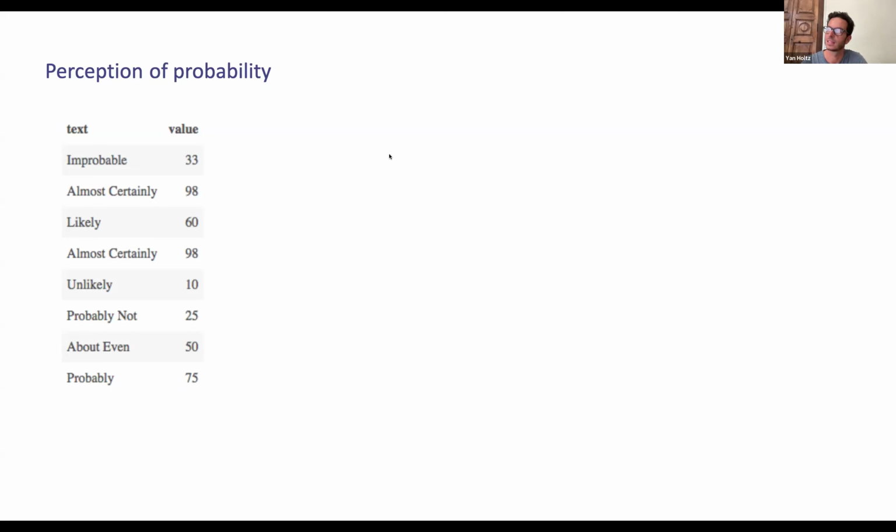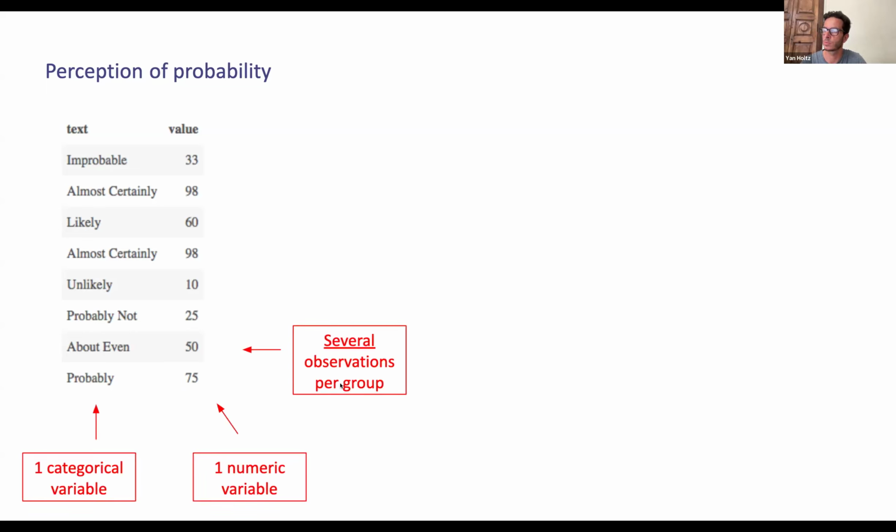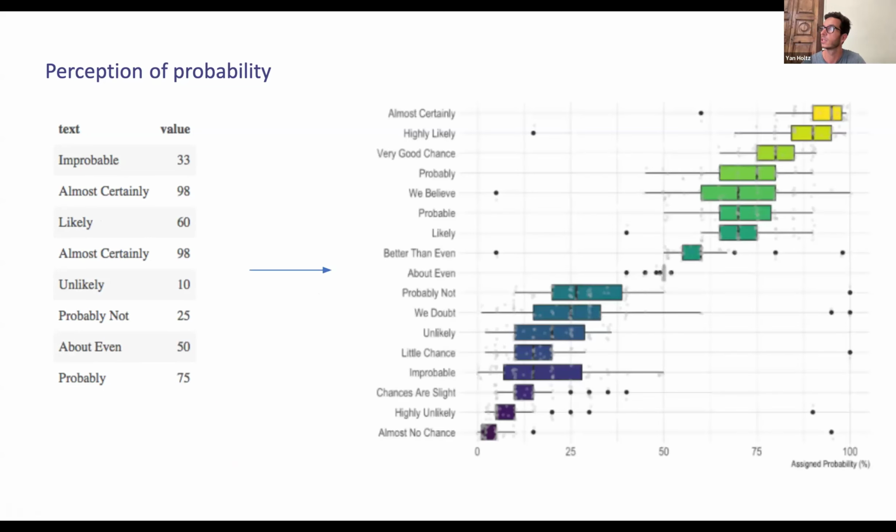So I'm going to keep going. So here we have several observations per group, one categorical variable and one numeric variable. So yeah, the most obvious thing to do is to do a box plot. So here, for instance, we have likely, and we can see that the median for likely is about 70%, and that's the distribution of what people said about likely. And if we check almost no chance, most of the people say it's around 0%. And if we check almost certainly, most of the people say it's around 100%. So that kind of makes sense.